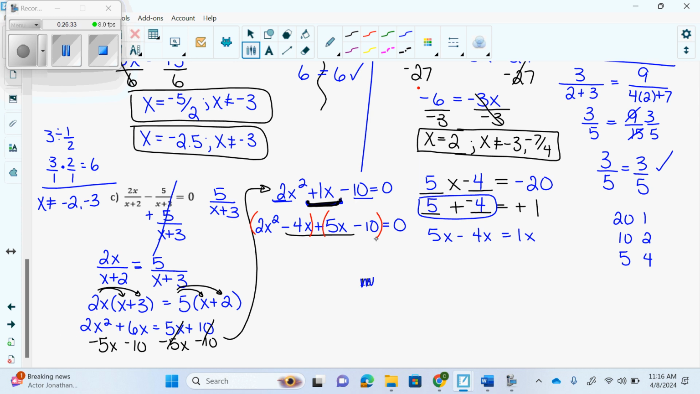What can I take out of the first two? A 2x. And what am I left with? X minus 2. And then what do I take out of this back bracket? A plus 5. So you put a sign with it. 5x, take out a 5, I'm left with x. Negative 10 divided by 5 is negative 2. Wait a second, they match. They have to match.